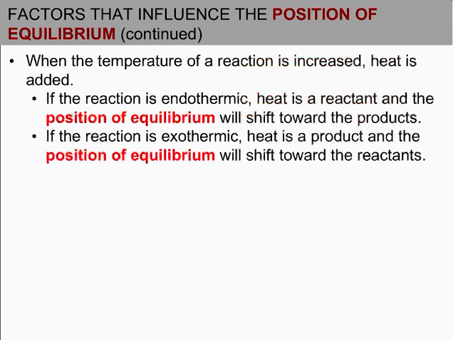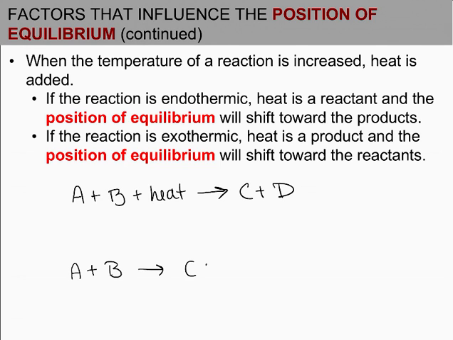All right, so what if we add heat to a reaction? Remember, we have two different types of reactions, endothermic and exothermic. So let's say that A plus B plus heat becomes C plus D. And then let's say we have a different reaction where A plus B produces C plus D plus heat.